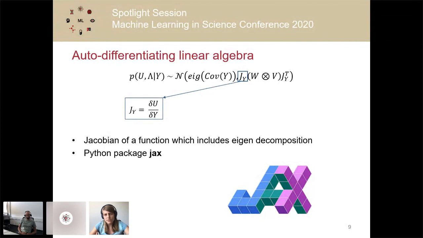So it's a derivative of a function which includes an eigendecomposition. And it's just recently possible to efficiently compute such derivatives by using automatic differentiation, which is implemented in some Python packages, like, for example, JAX. So how do we now come from this distribution to a visualization? This I want to show you on the next slide.